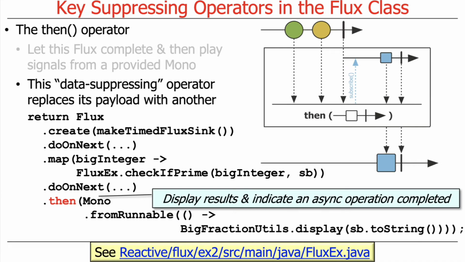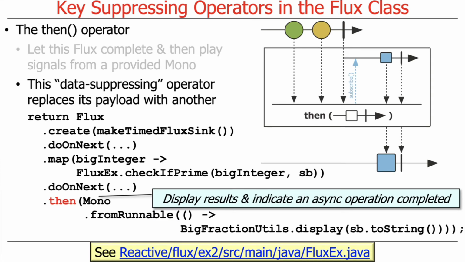So let's take a look at an example of this type of data suppressing operator. What it's basically doing here is replacing the payload from the flux with another value. This particular example, which we will look at in more detail when we get to the case study in just a minute, is going to make a bunch of integers using make timed flux sync. Then it goes ahead and checks to see whether they're prime numbers or not. And the very last thing it does is display the results and indicate the asynchronous operation completed. So that's what it's doing.